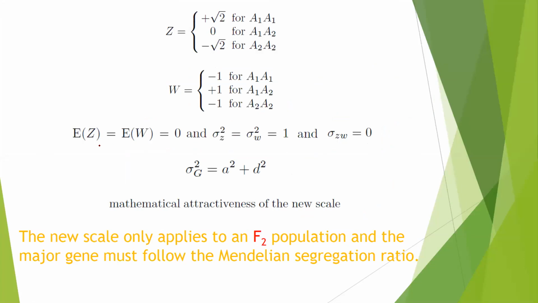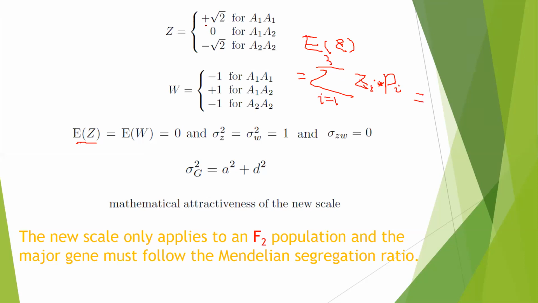So for example, if we want to prove this, EZ, you have to use the formula, right? EZ equals what? The summation over genotypes. There are 3 genotypes, right? The genotype variable times the zi, times pi, right? Okay, now the summation of this, what is that?